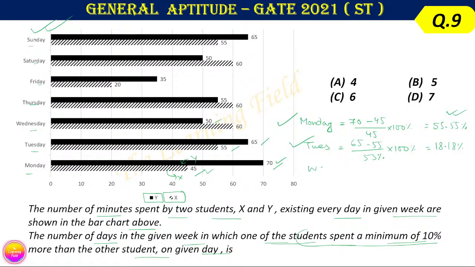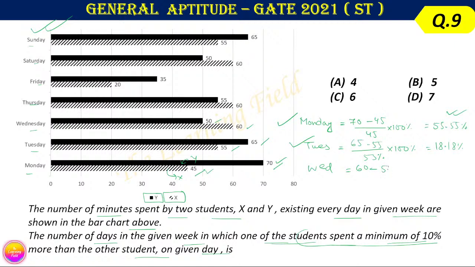Now then Wednesday, this is equal to what? 60, this 60 is the greater. Okay, here the ordering is not given, that means either x greater or y greater is not given. We have just calculate the more. Minimum 10% more, therefore we just calculate the positive percentage you can say. So we just calculate the percentage difference, not in the ordering of x or y.